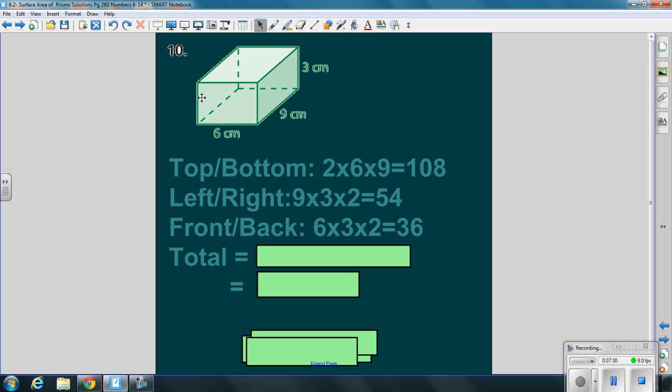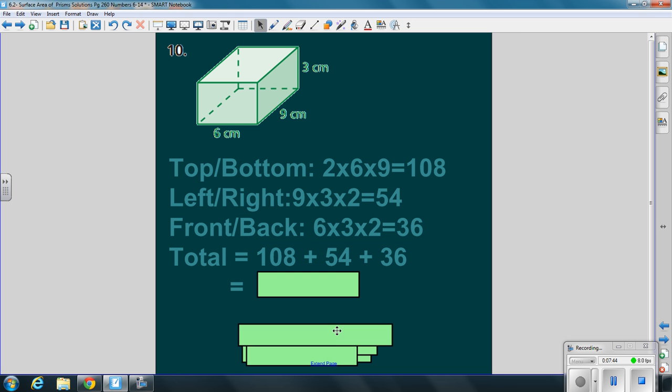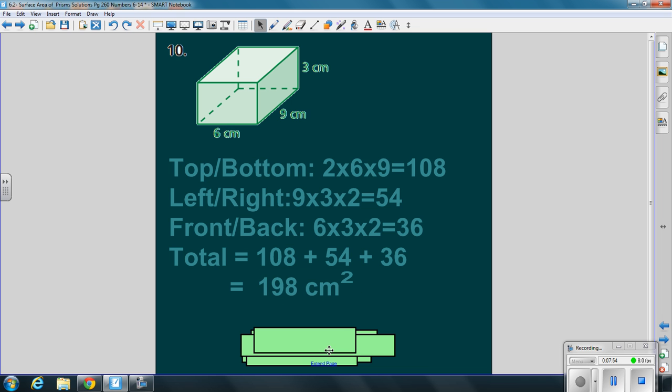The front and the back, here's the front. It's 6 by 3. And remember, this 3 is parallel to this line, and they're also congruent. So this line and this line are the same. And 2 of those as well give us 36. To find the total surface area, we add 108, 54, 36, and we get a grand total of 198 centimeters squared.